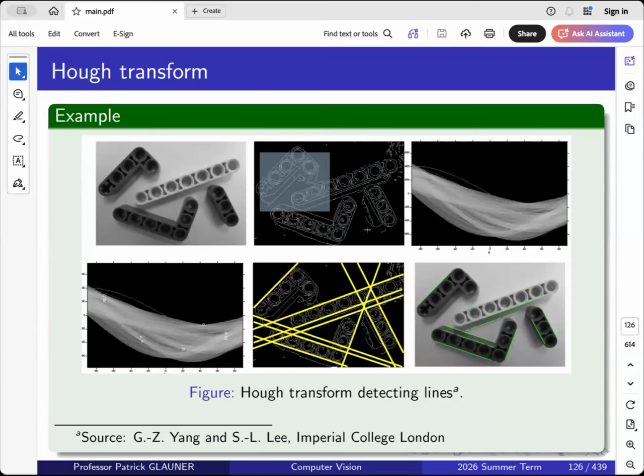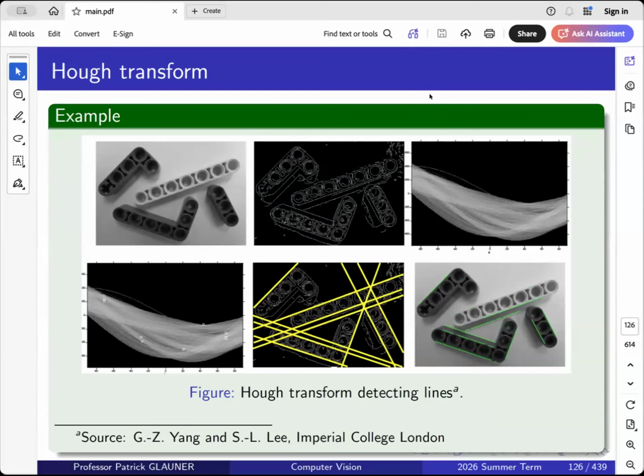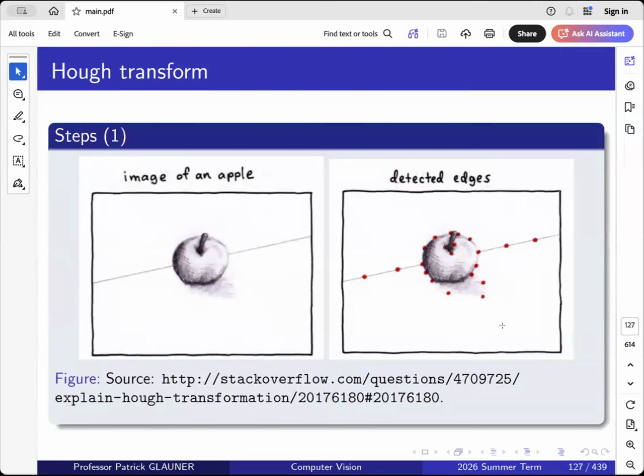This one here is, for example, the Sobel operator or the Canny edge detector that we discussed last week. Now, how can I get from this image to that one? First step is edge detection, which we did last week. And now we'll see how to get from the edge detection to the result.